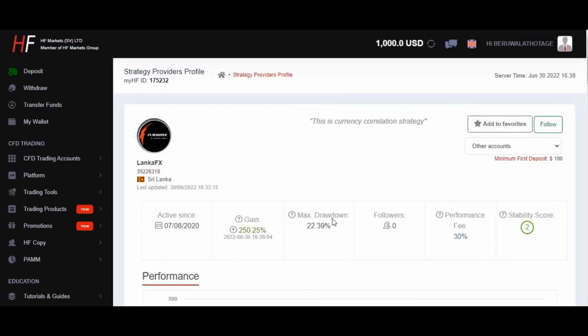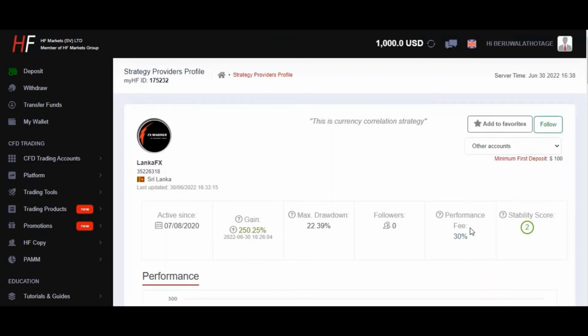But here I will show you my account, so you can think of the things you should focus on when you choose a strategy provider to follow, right? I started trading on August 7, 2020. I have gained 250%, and I have drawn down about 22%. At the moment I don't have followers, and you also have to consider the performance fee.